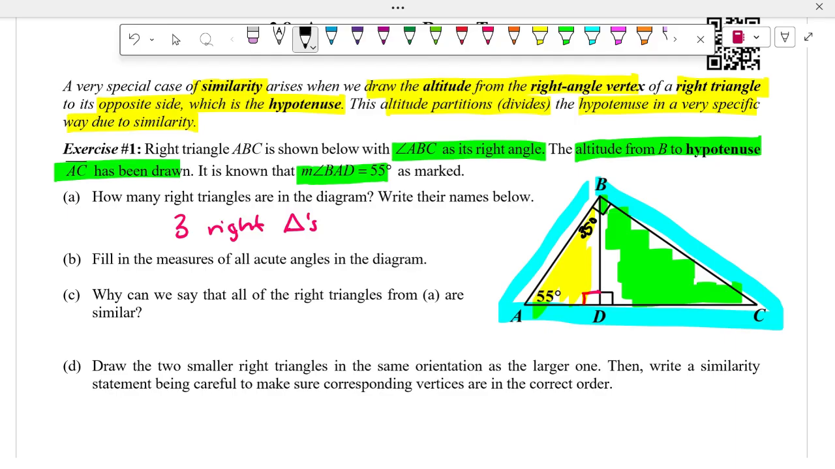Where else can I go? So CBD, all right, this one, what's the relationship to the 35? They're complementary, meaning they add to what? 90. So that'll be 55. So this angle has to be what? 35. So if you notice, they all have the exact same angle measure. So what do you think all 3 triangles are to each other? They're similar. By angle, because they have all congruent angles.